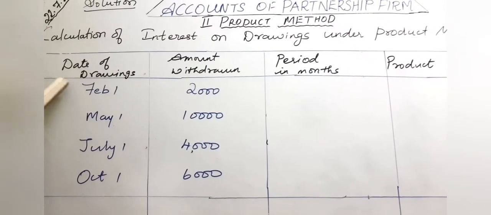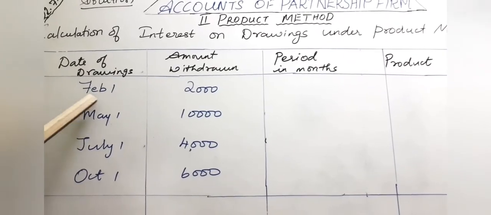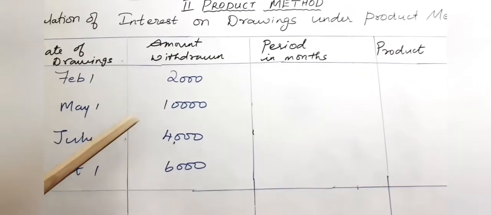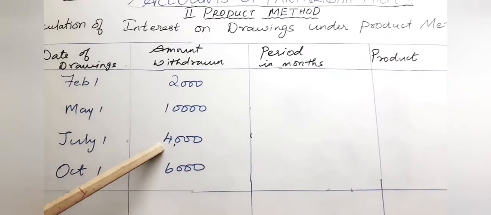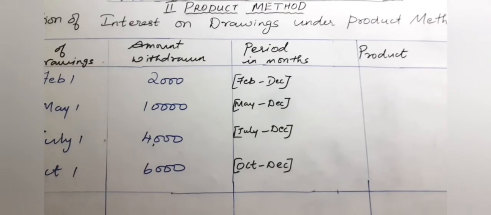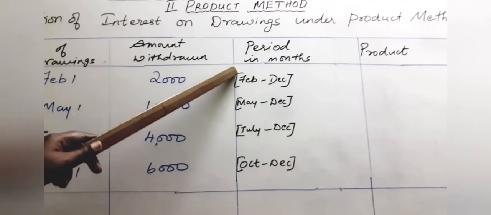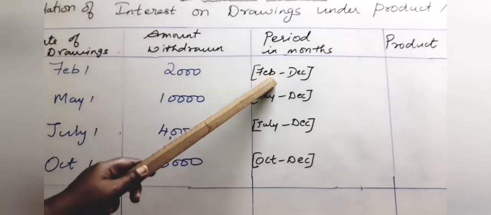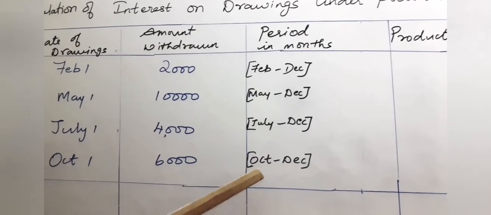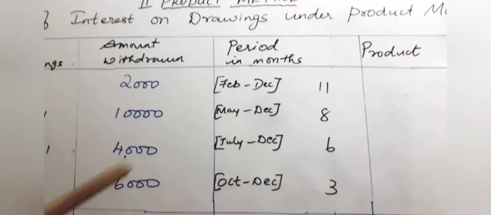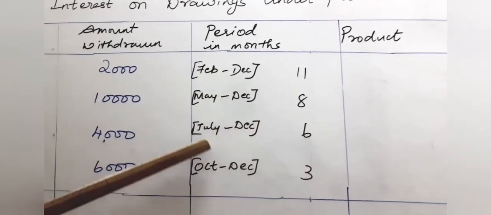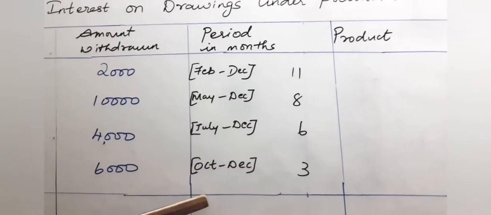From the question I have taken and written all this. February 1, the amount of drawing is 2000. May 1st, the amount of drawing is 10,000. July 1st, the amount of drawing is 4,000. October 1st, the amount of drawing is 6,000. Now children, we have to calculate the period in months. February 1st till December, May 1st till December, July to December, October to December. So the period from February to December is 11 months, May to December 8 months, July to December 6 months, October to December 3 months.